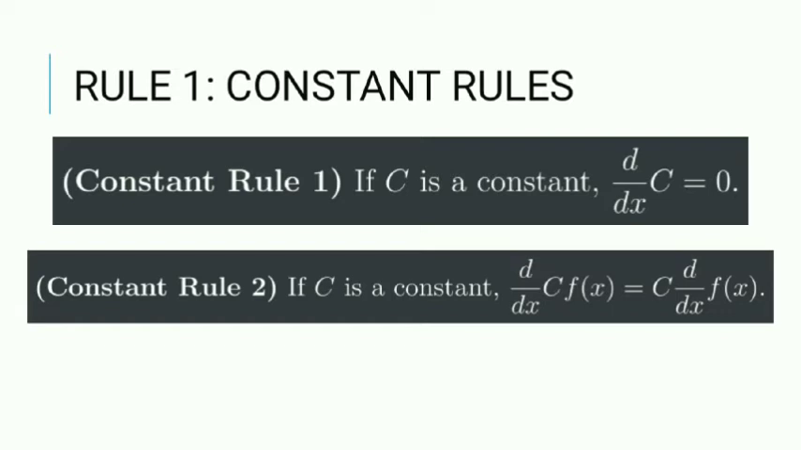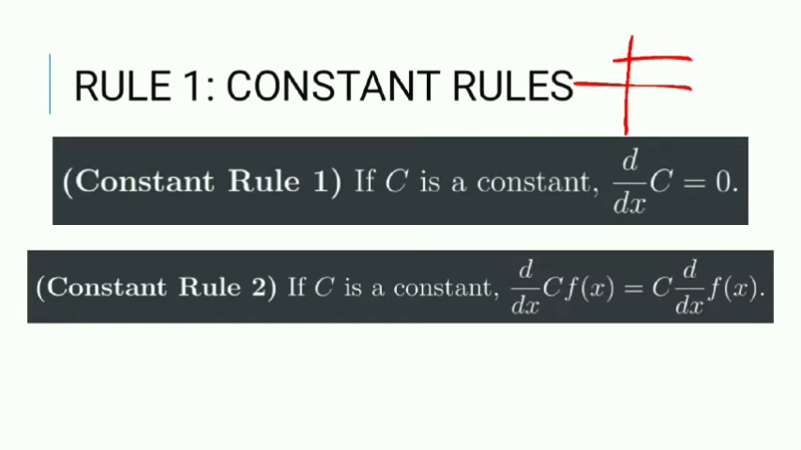If c is a constant, the derivative with respect to x of c, or d/dx of c, is equal to 0. Well, it makes sense since c is just a straight line, right? The slope of a straight line, or the slope of any constant, is 0 since there is no change in height. There is a 0 slope in all of its domain.